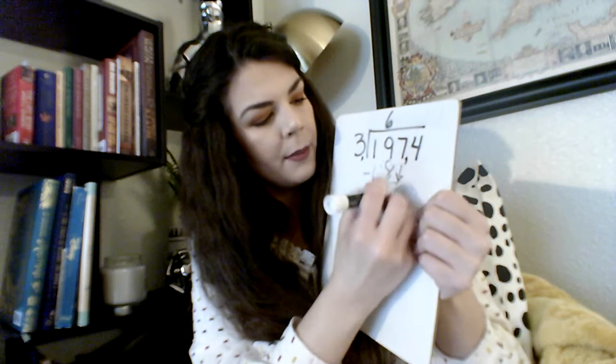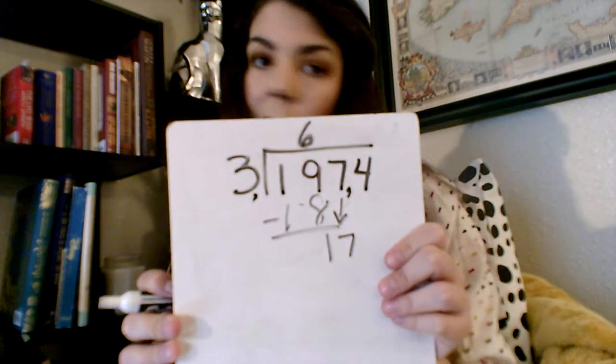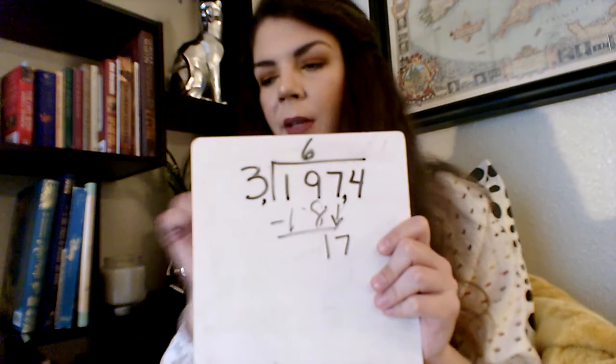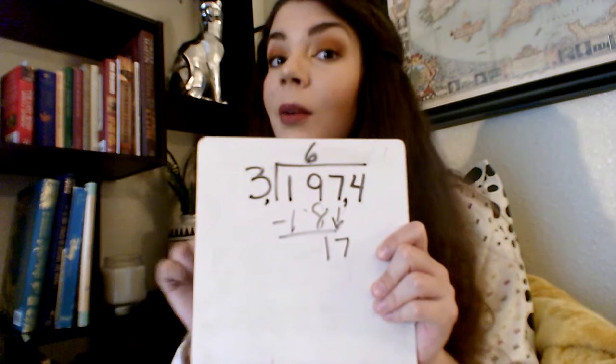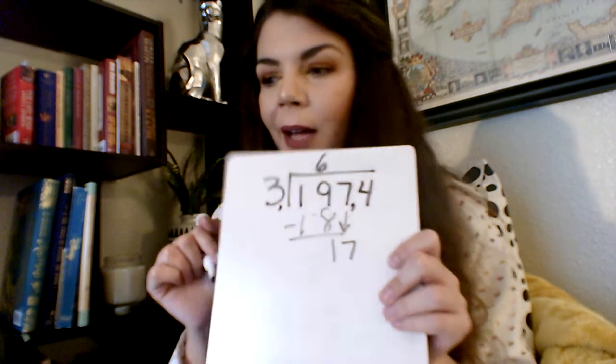1. I drop my 7. I haven't gone past my point yet, so I don't put my point up. Okay, how many 3s go into 17 without going over? 3 times 5 is 15.